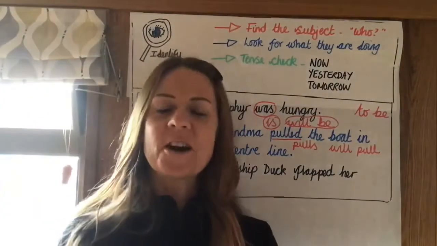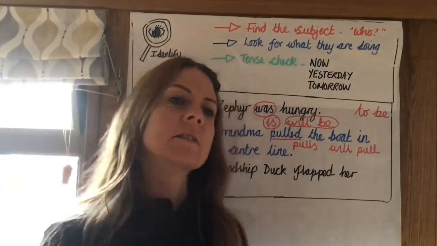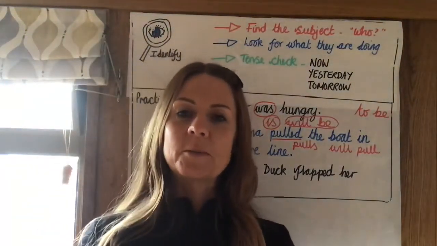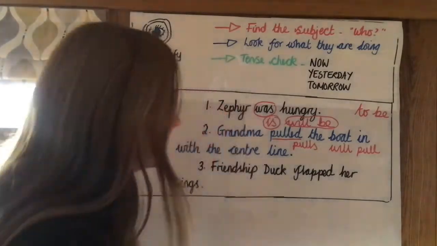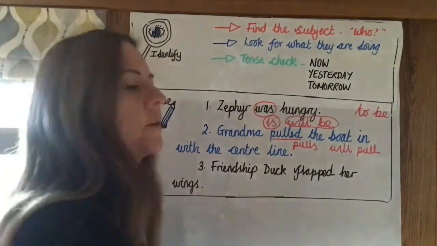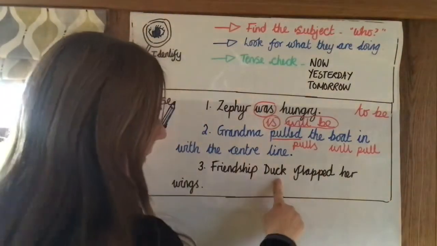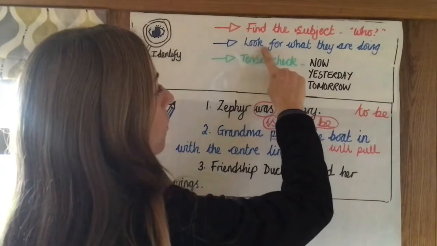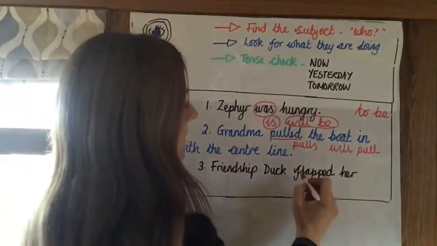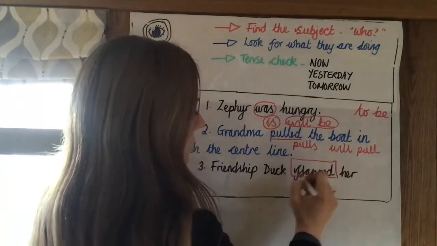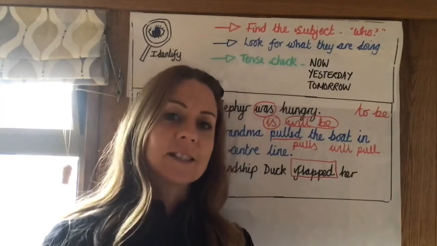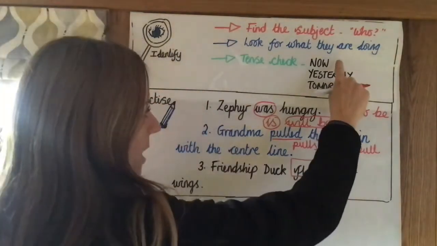Let's try with our final sentence. And in this sentence, we are introduced to Friendship Duck. And Friendship Duck in the story becomes one of Zephyr's closest friends. Friendship Duck flapped her wings. So the who in our sentence is Friendship Duck. And then we can ask, what is she doing? Well, Friendship Duck flapped her wings. So flapped must be the verb. But let's do the tense check because like I said, in our activity, it's going to be harder to find some of the verbs. So we'll do our tense check.